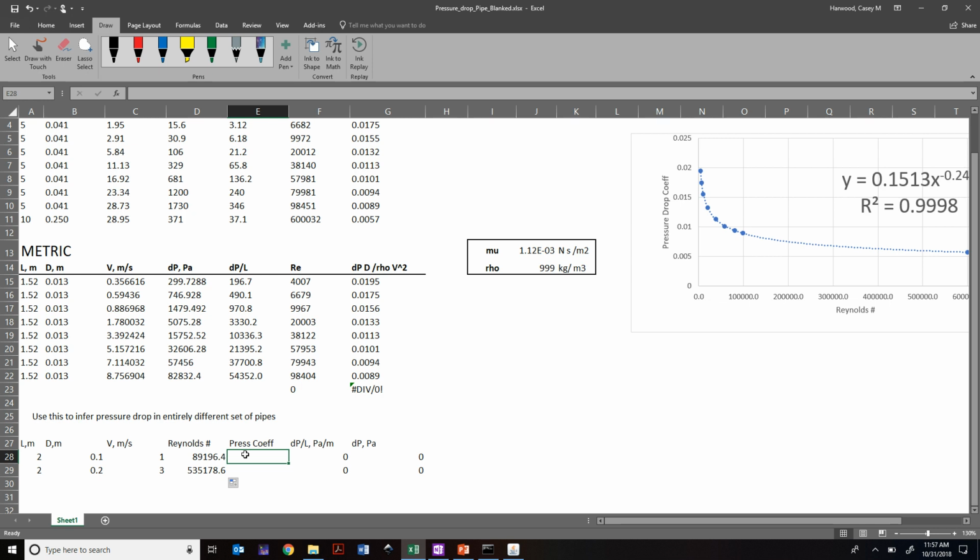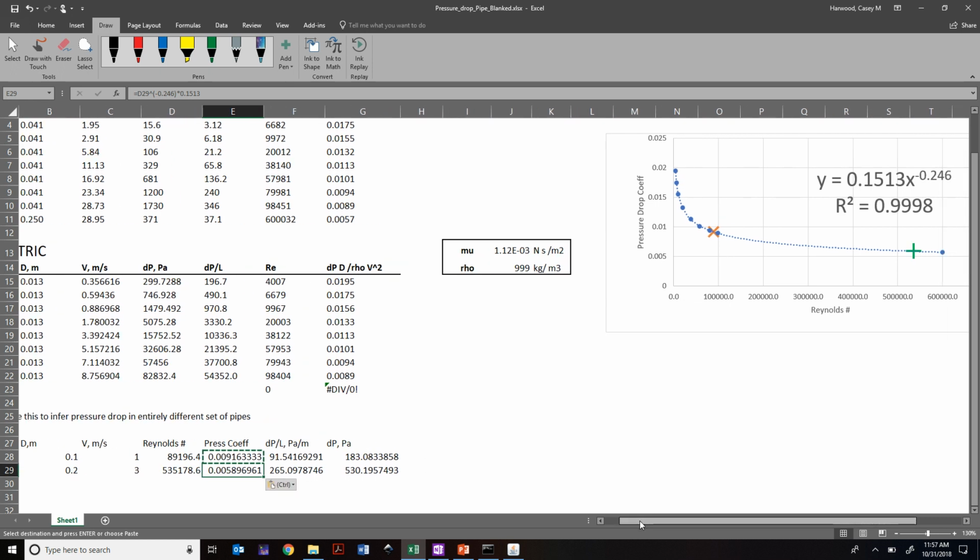Then to look up the pressure coefficient, we plug our Reynolds number into this empirical curve that we just fit. So this is equal to the Reynolds number raised to the negative 0.246 power times 0.1513. Do the same thing for the second case. We can plot those on the same curve and see that they follow directly, interpolating from our previous experimental data. The green plus is the second case and the red X is the first case.